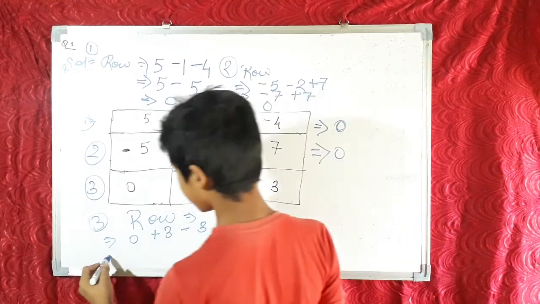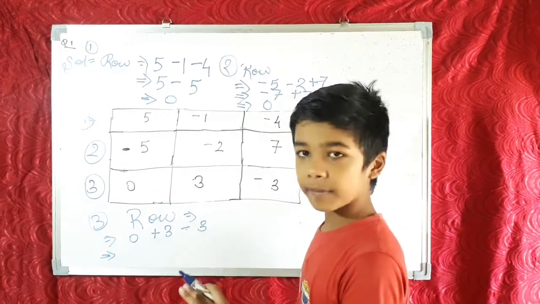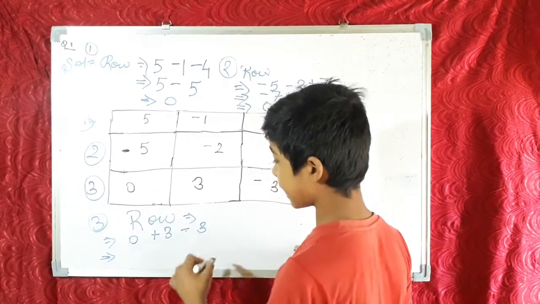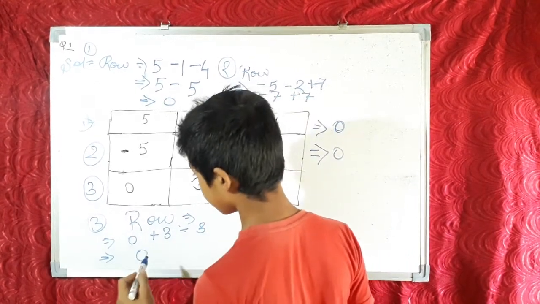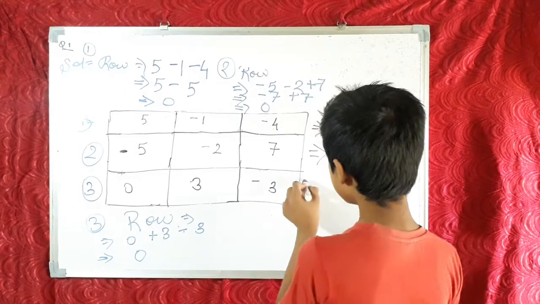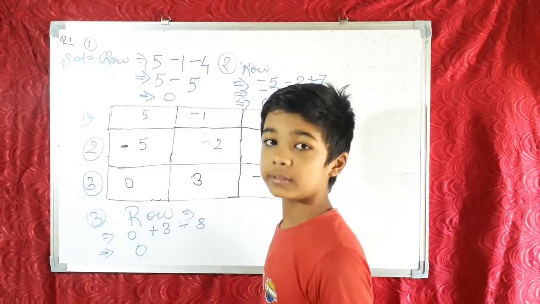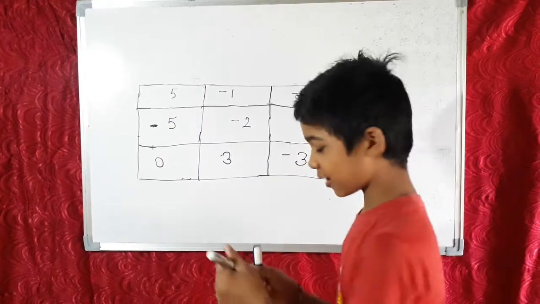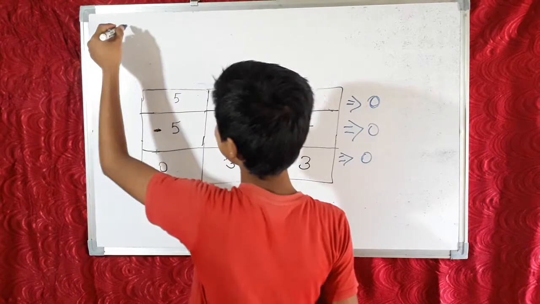Okay. So now, if we add 0 plus 3, it's also 0. If we cancel the plus and the minus, this will cut and this will cut. So 0 plus 0 is also 0. So our row number three addition is also 0. So now we will find out our columns. So friends, now we are going to see our columns.